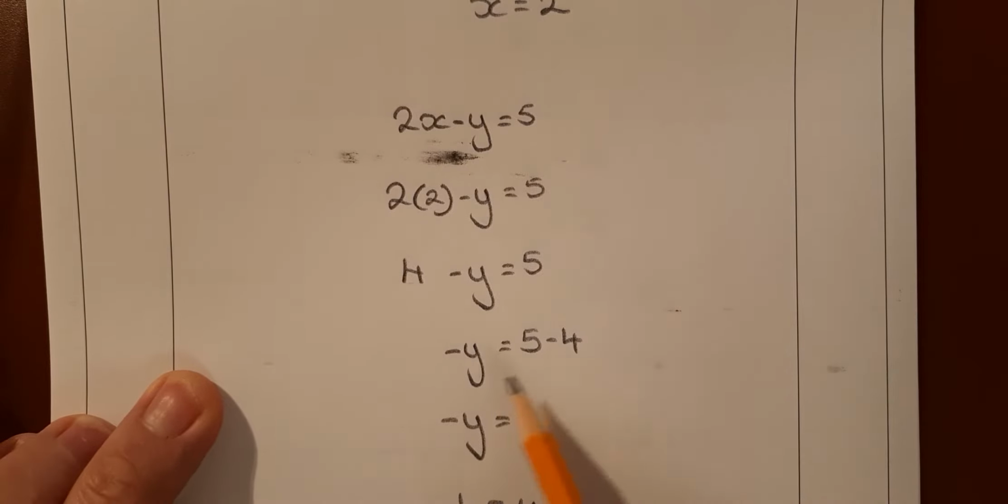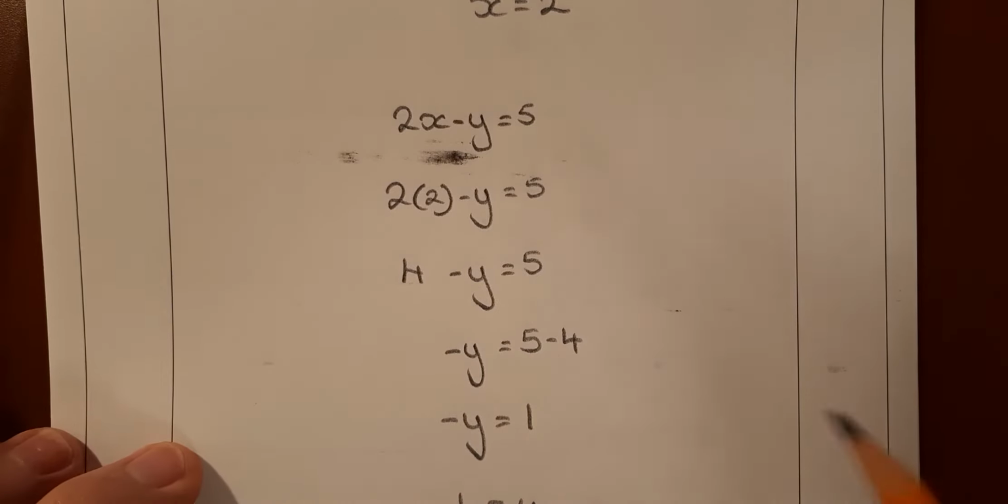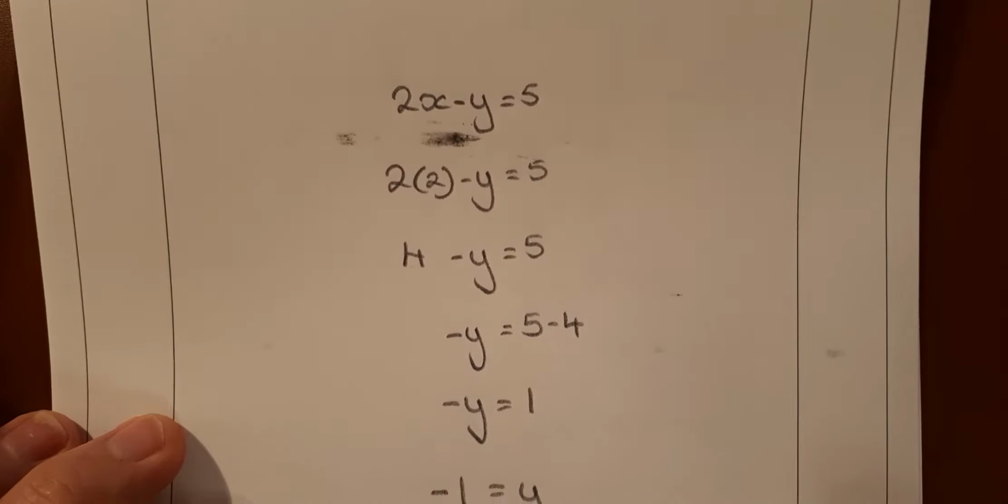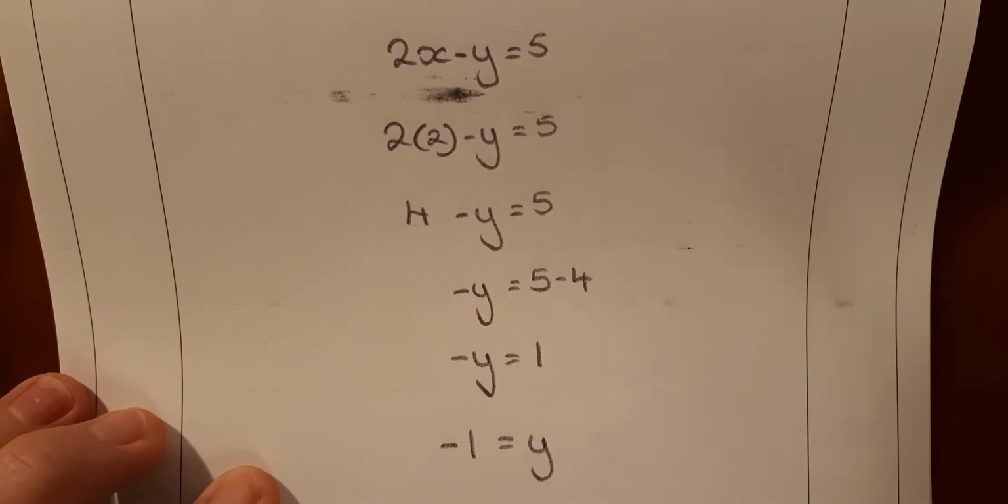Moving the 4 over the equal sign, it becomes a negative. So minus y equals 5 minus 4. Minus y equals 1. I'm not looking for minus y, I'm looking for positive y. So by moving the y over the equal sign and the 1 over the equal sign, I get minus 1 is equal to y.